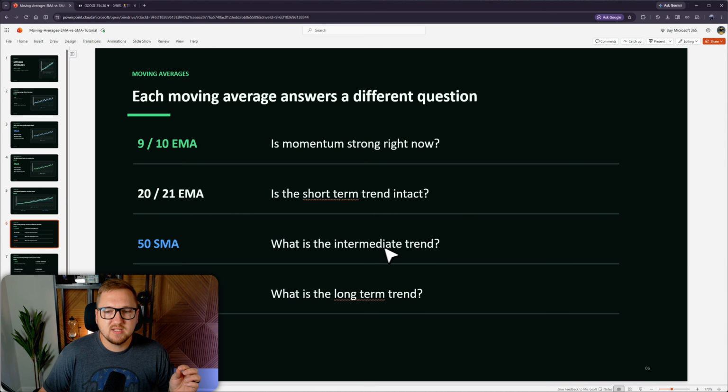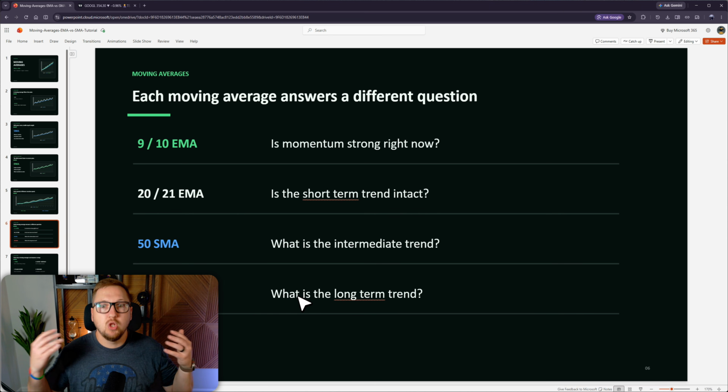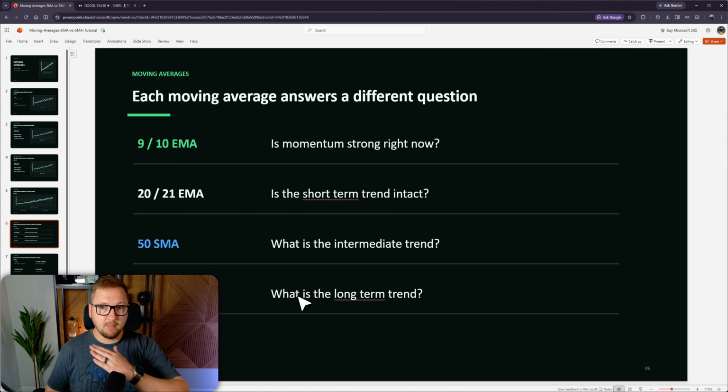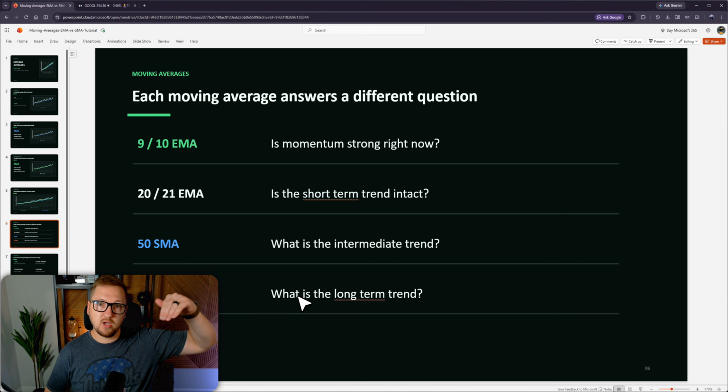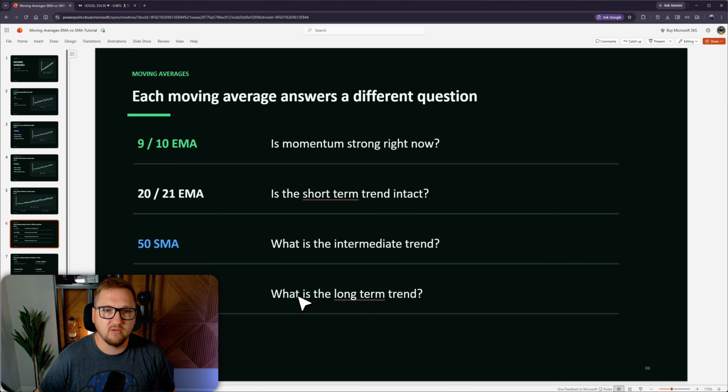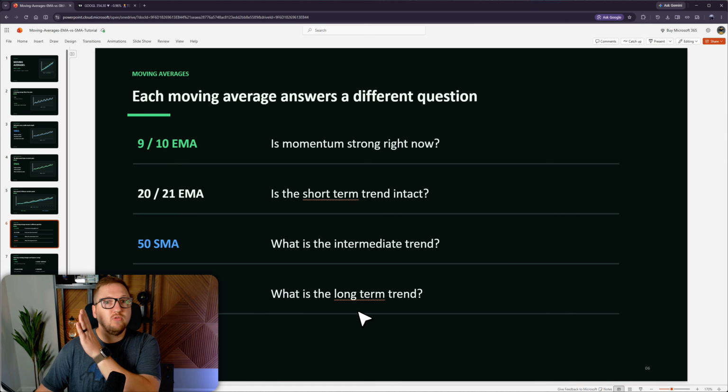Okay. So what is the intermediate trend? Over 50 days, as we talked about, it's equally weighted. What is the trend line showing us? What is the 50 SMA showing us? Then we have our 200 SMA. This is the long-term trend. What is the actual long-term trend here? Are we going up like this in a slow locomotive, or are we going down like this in a slow locomotive? 200 trading days is a long period of time, so it's not going to move crazy in a short period of time. It's going to show you where we're going over a long period of time.